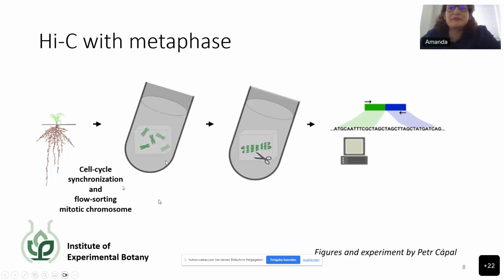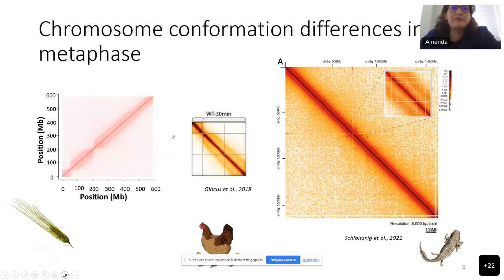This was the job of Petr. And yeah, they used root cells that are fast dividing and flow sorted mitotic chromosomes, and then started the normal Hi-C protocol. So barley was one of the first species to have Hi-C data for mitotic chromosomes. It was just behind chicken. It was published in chicken chromosomes in 2018, and axolotl chromosomes published in 2021.